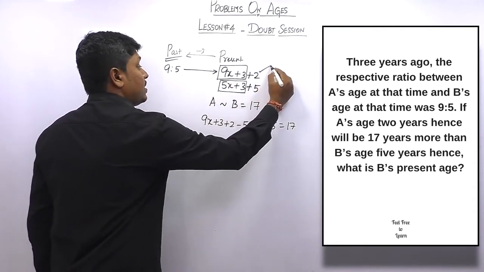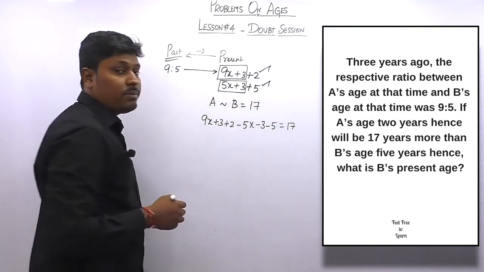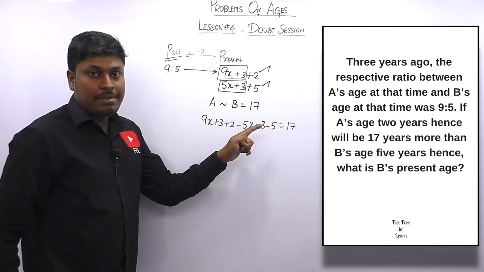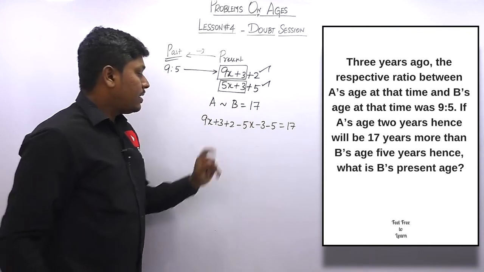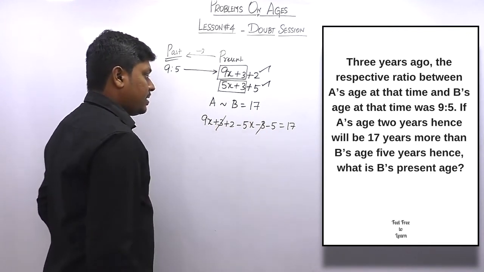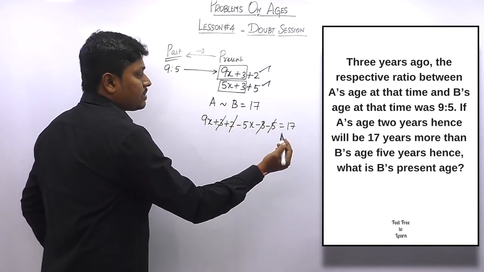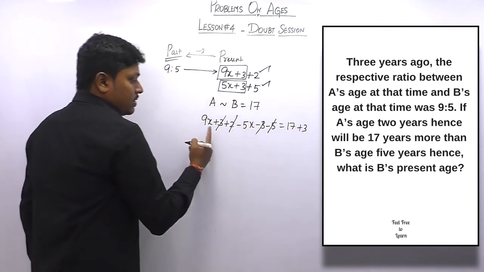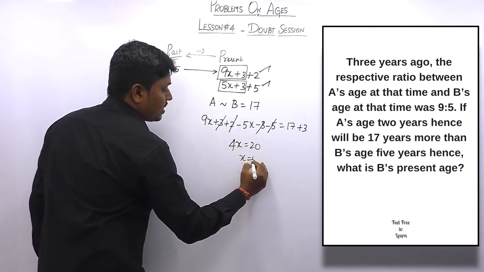So this is the present age of A and this is the present age of B, right? This 2 means after 2 years, then after 5 years for B. A's age is 17 years more than B's age, so the difference of A's age minus B's age will be 17. This can be written as, I think we can cancel 3 and 3 here. Similarly, plus 2 and minus 5 will be minus 3. Once you bring this minus 3 to the right hand side, it will be plus 3. So 9x minus 5x will be 4x, so 4x is equal to 20, so x is equal to 5.